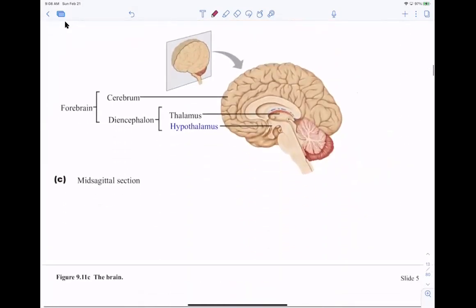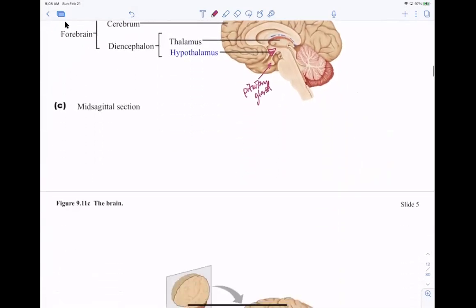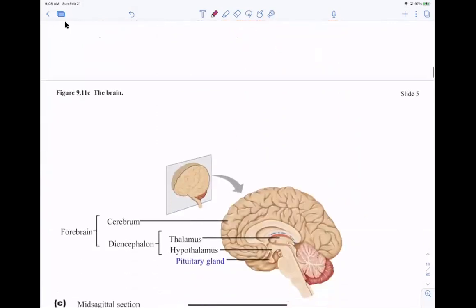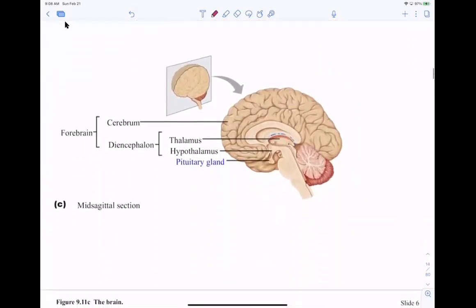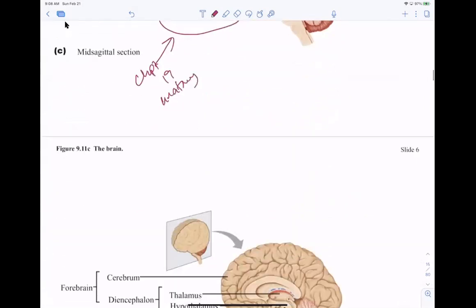The hypothalamus is the space here, and this would be the pituitary gland. It's attached to the hypothalamus. The hypothalamus is part nervous system, part endocrine. So you go over that in chapter 19 of anatomy. If you want to know about the hypothalamus and pituitary, it's chapter 19 of anatomy.